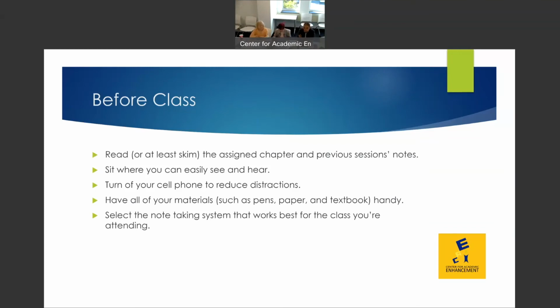Most students at our university have at least 5 classes. So that's a lot to keep track of. So there's no reason to have to try and keep track of it in your head. Write everything down so that you can look at it. Again, sit where you can see and you can hear. Don't always gravitate to the back of the class. Turn your cell phone, if not off, turn it on mute and put it away. There's no substitute for that.